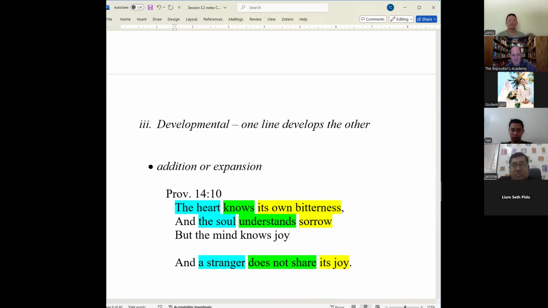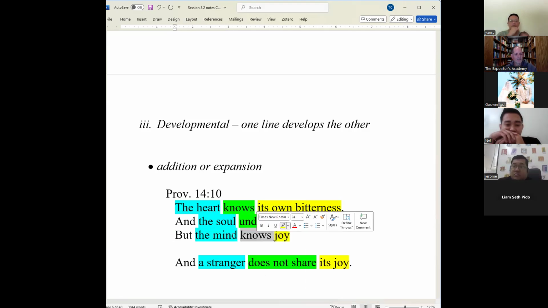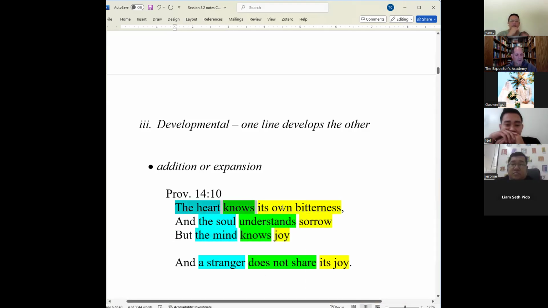This is not a true statement. I'm just making something up for the sake of an example. Here we have heart and mind would be kind of similar, but notice joy and bitterness would be opposite. And then knows and knows would be the same. So again, this line is structured the same as the first, but it's giving an opposite or contrasting statement. So that would be contrast, right?